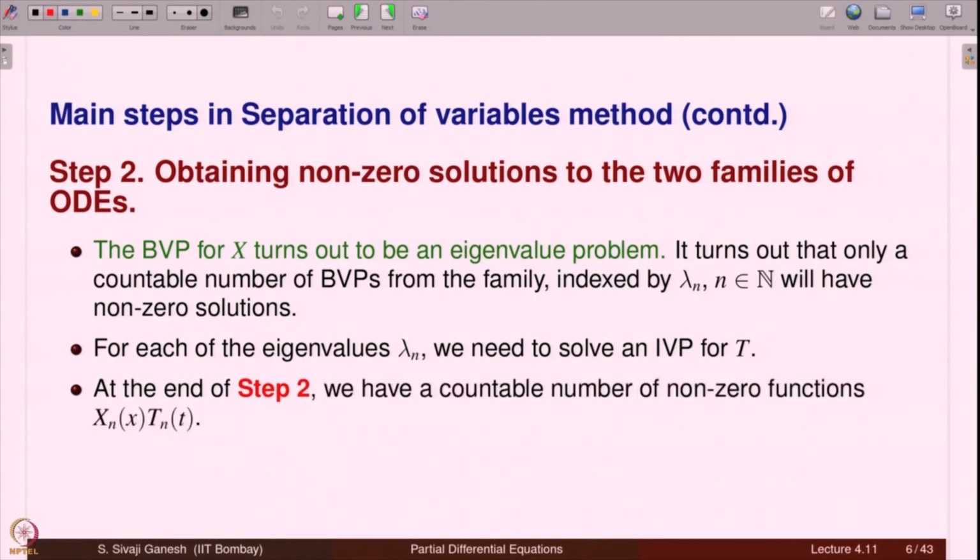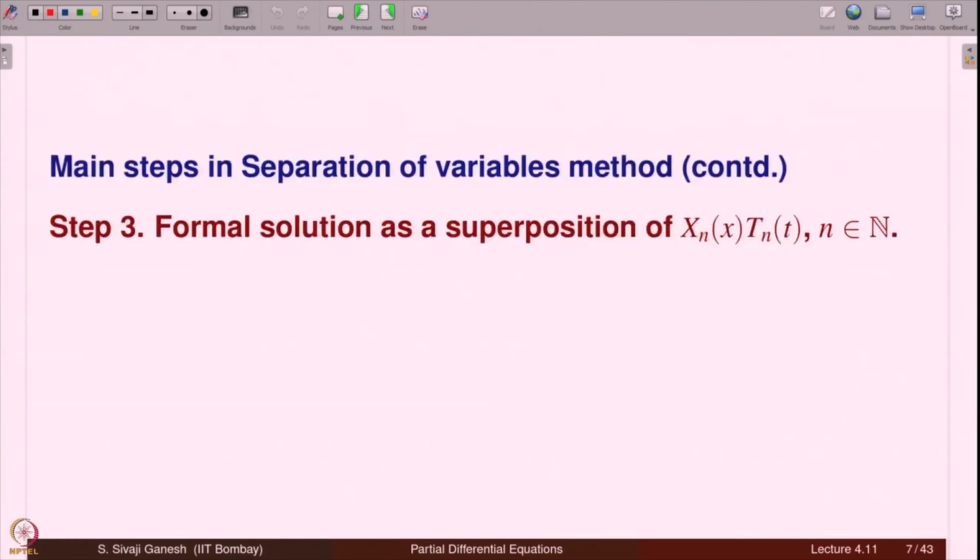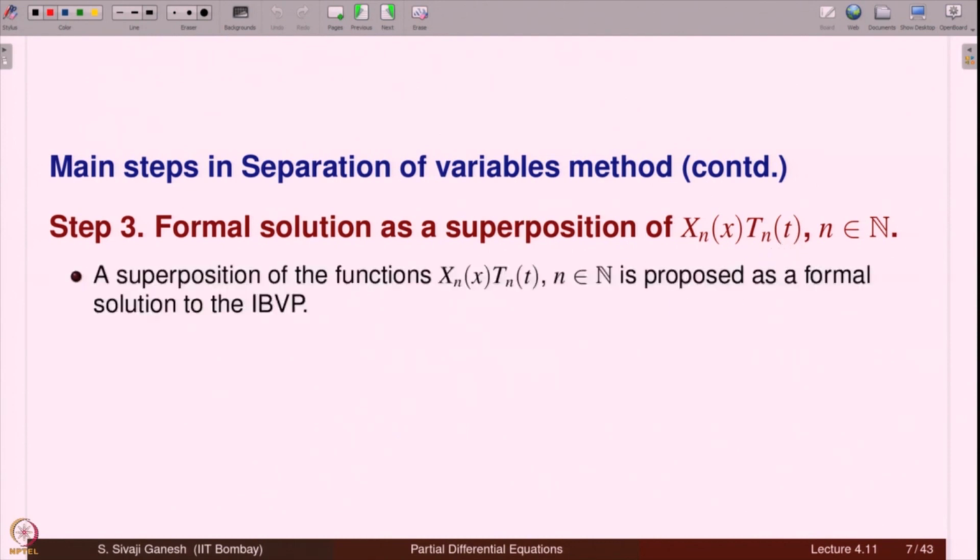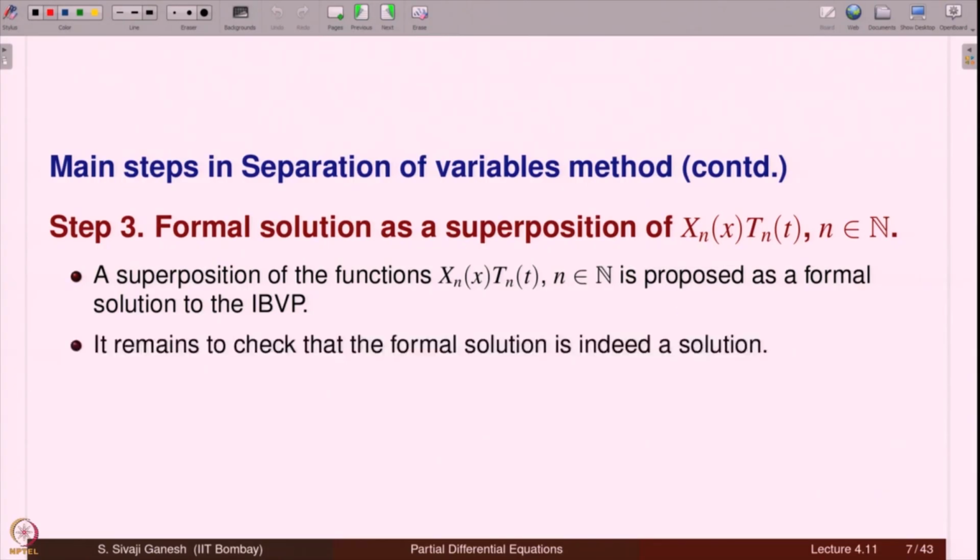At the end of step 2 we have a countable number of non-zero functions X_n(x) and T_n(t). Then step 3 is to propose a formal solution to the initial boundary value problem as a superposition of the functions that we have obtained, namely X_n(x) times T_n(t). So, a superposition of these functions is proposed as a formal solution. It remains to check that the formal solution is indeed a solution.